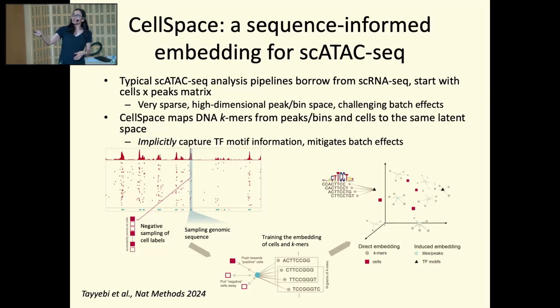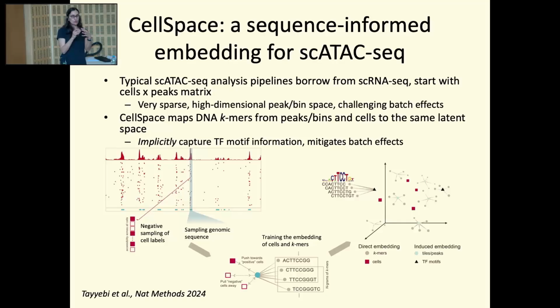Okay, so what we do is we learn an embedding where cells and DNA chimeras are embedded to the same latent space and inform each other's embedding, okay? So briefly, we sample sequences from accessible events. We turn that sample into a bag of chimeras, okay? Not quite, but almost a bag of chimeras.